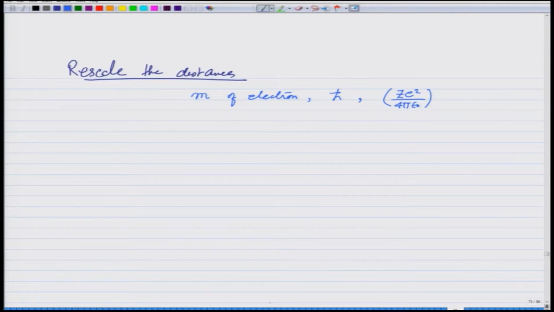Otherwise, if I do not rescale, you see the order of magnitude: m is of the order of 10 raised to minus 30 kilograms, h cross is of the order of 10 raised to minus 34 kg meter square second inverse, and this quantity is of the order of 10 raised to minus 38 times 9 times 10 raised to 9. So, that is of the order of 10 raised to minus 28. These are very small quantities. I cannot really take r to be in this order.